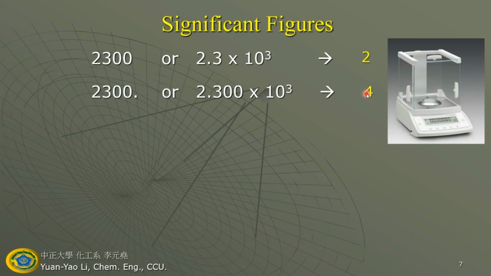Okay, for now. How many? 5, right? 5. So you might say, well, Professor, can I use scientific notation to express this? Of course. If you use scientific notation to express this, you have to write down 2.3000.